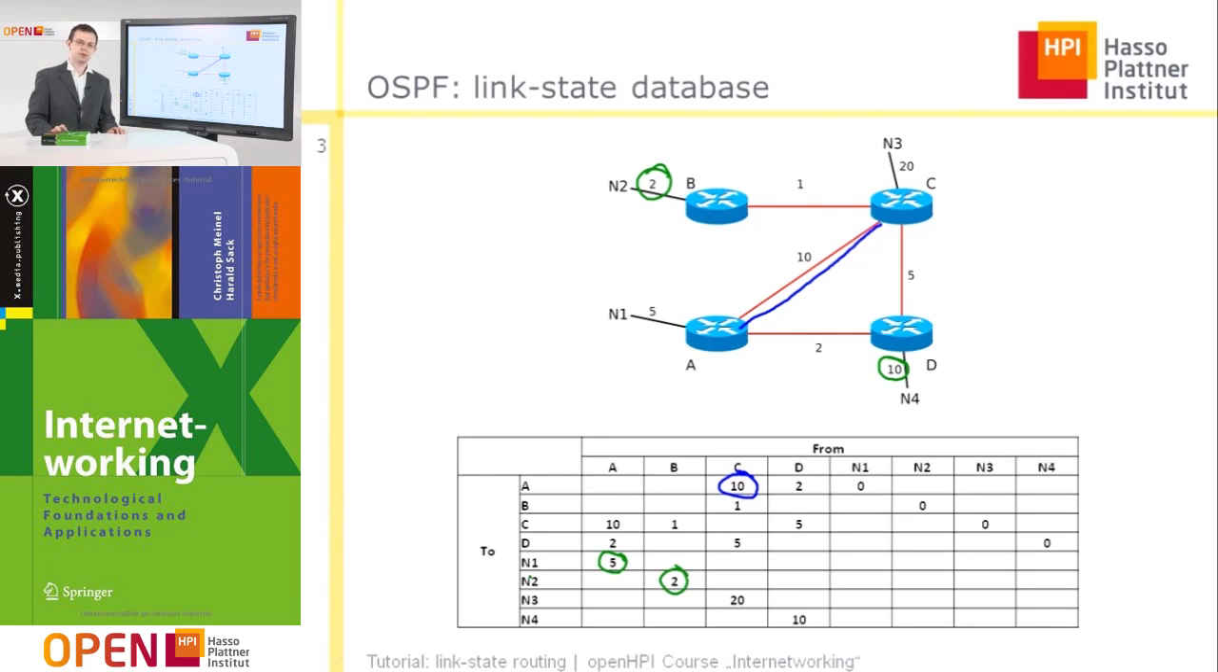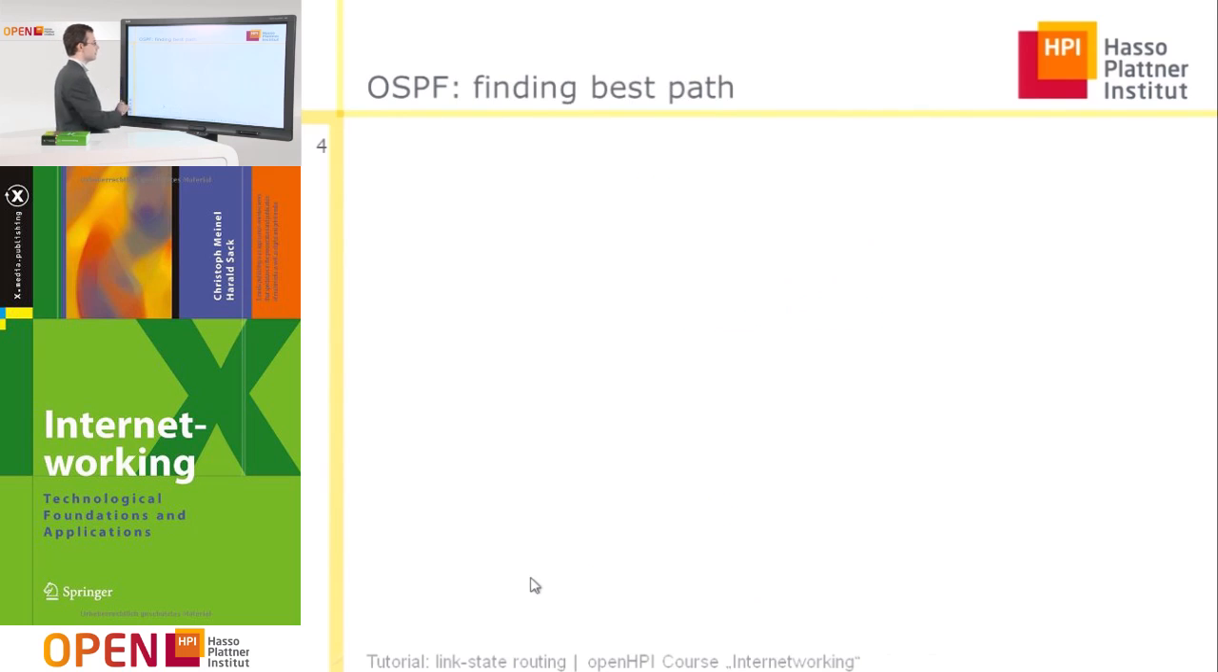Then the routers exchange this information until every router has the same link state database, which looks this way and is the same for all the routers A, B, C, and D. Only after this step, after the link states are exchanged with all the routers in the network, can they start calculating the best path to any destination. Let's see it in the example.